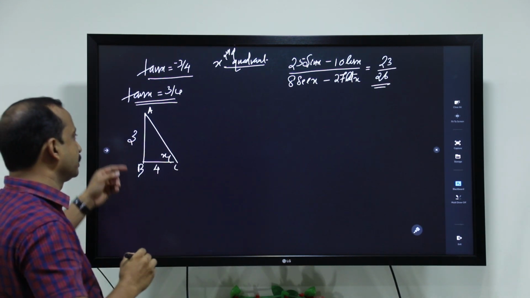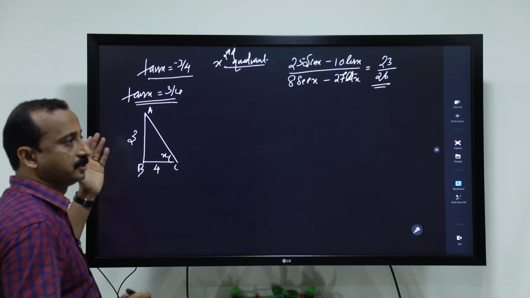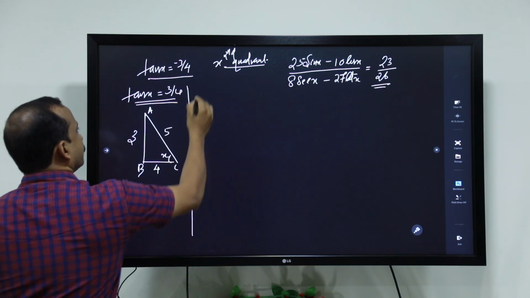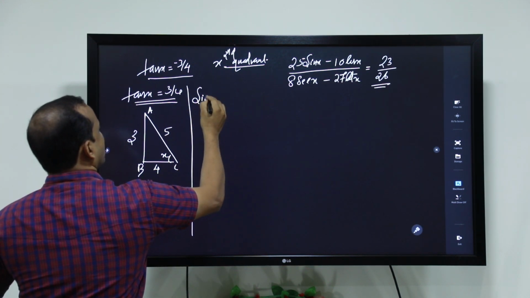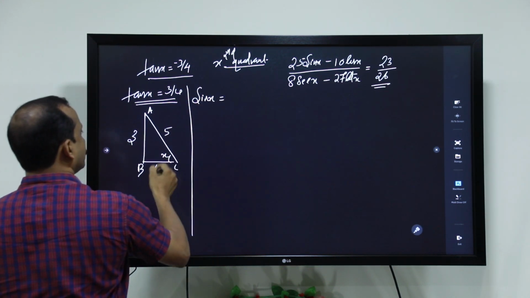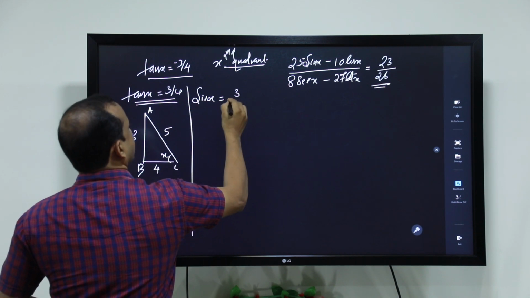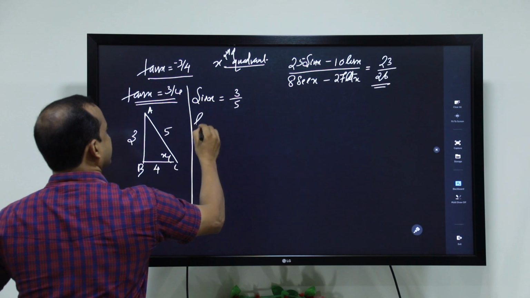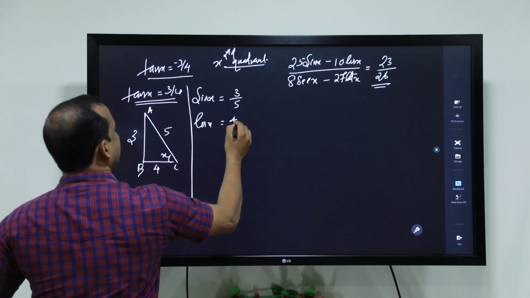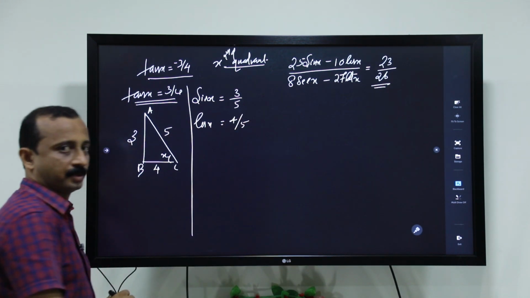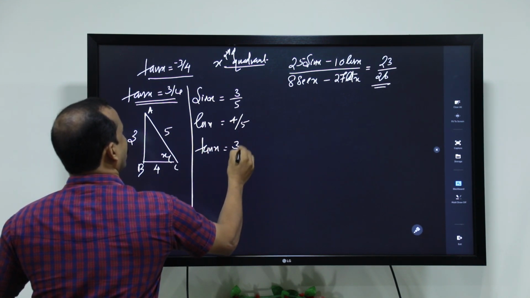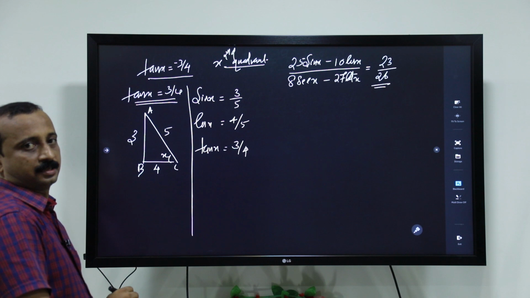Then using the Pythagorean relation, we get root of 3 square plus 4 square, that is root of 25, and the answer is 5. Then find all 6 trigonometric functions. First is sin x, opposite by hypotenuse, that is 3 divided by 5. Then cos x, adjacent side by hypotenuse, that is 4 by 5. Then tan x, that is opposite side divided by adjacent side.